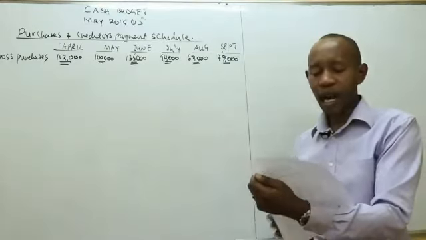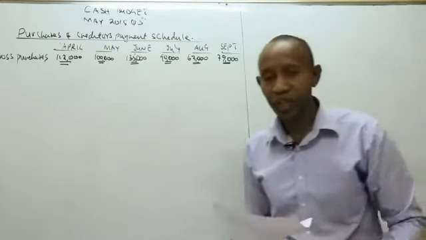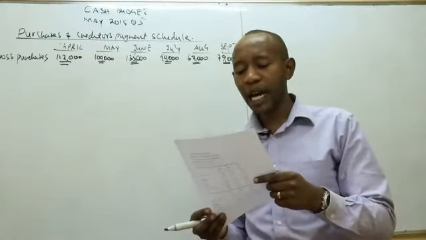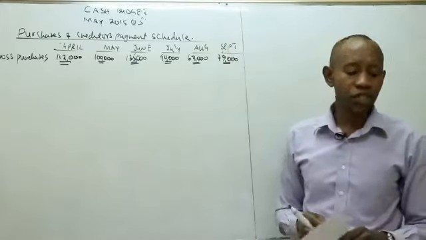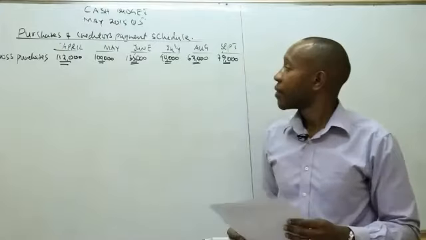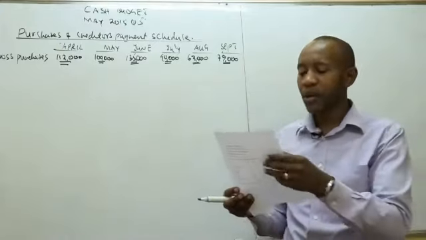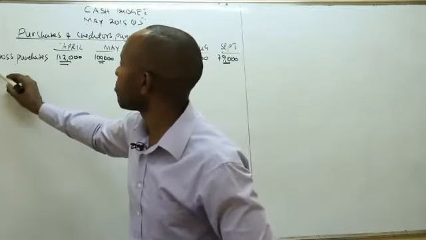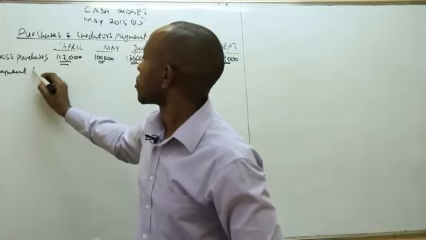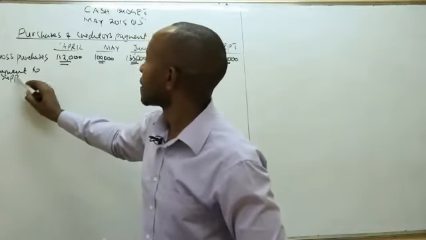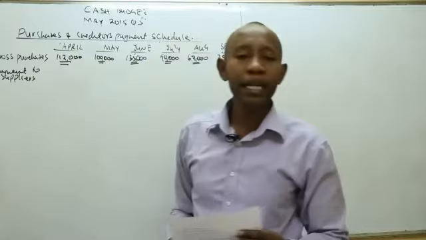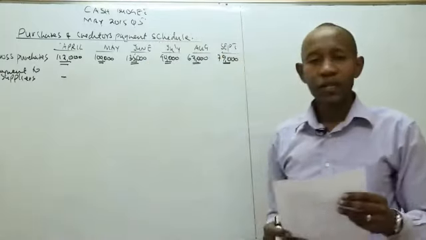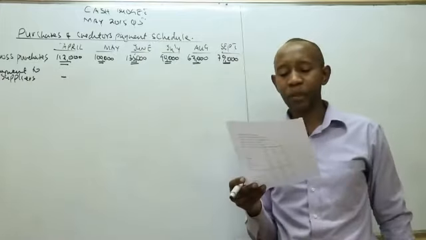So let's look at how creditors are being paid. We jump to note two, and you are told the period of credit allowed by suppliers average 2 months. So we say payment to suppliers, who had supplied us with material. So these guys, we will average 2 months. So we take 2 months before paying these people.